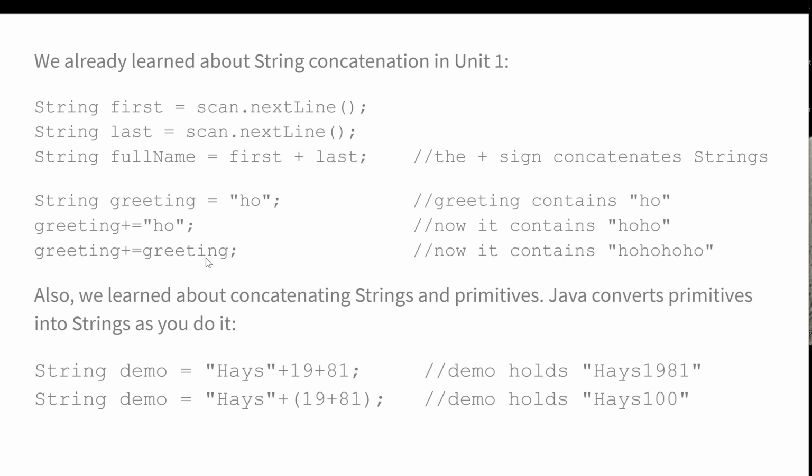Really bad for you. We also learned about concatenating strings and primitives. Java converts primitives into strings just on the fly. So if we say string demo equals Hayes plus 19 plus 81, it's going to hold Hayes 1981. That's because when it adds the 19 to the Hayes, it turns the 19 into a piece of text. And so then when it adds the 81, it also turns the 81 right on the fly. It just turns it into a piece of text. But if we put parentheses around the 19 plus 81, we get Hayes 100 because it has to do the parentheses first. Anyway, there you go.